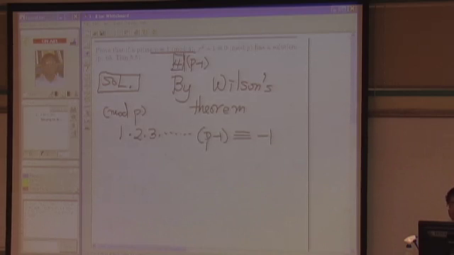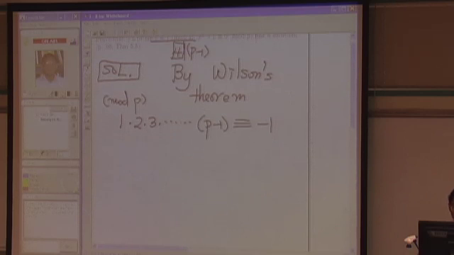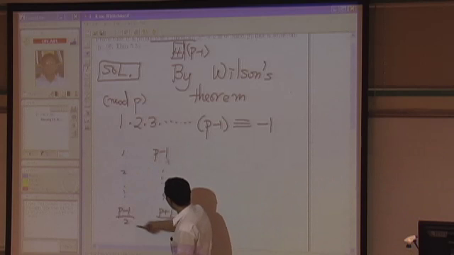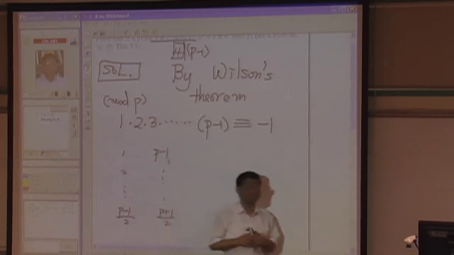So we can break this up into two parts. One, two, up to P minus 1 over 2, and then the rest up to P minus 1. So I multiplied the numbers not in a row, but in a column. I'm multiplying all these numbers in a column.